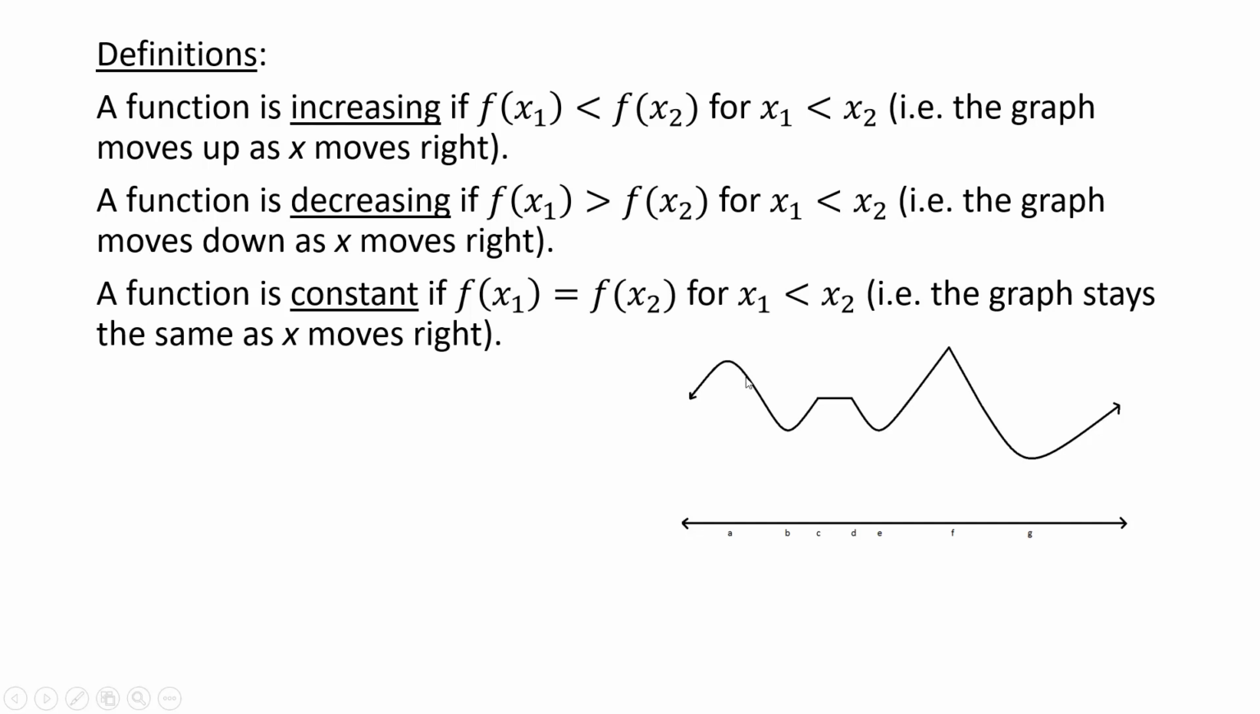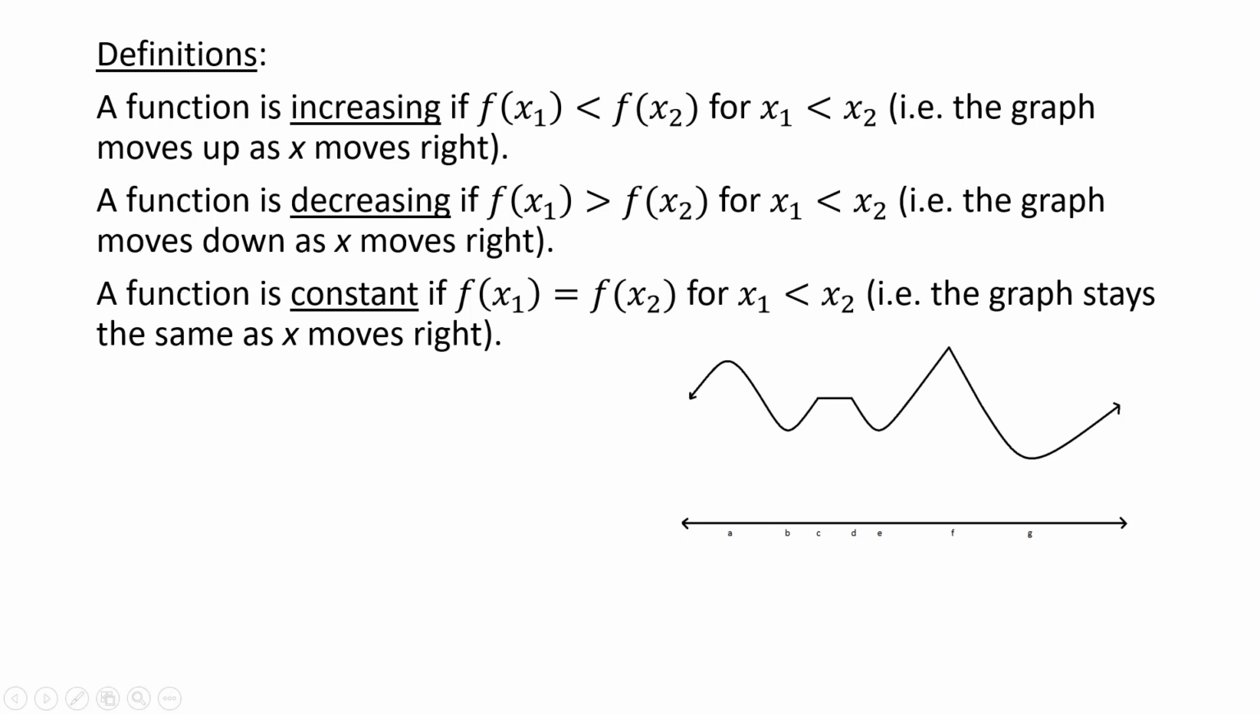Then at A, it turns around and starts decreasing until B. From B, it turns and starts increasing until C. Then it remains constant until D. Then we're decreasing, increasing, decreasing, and then we're increasing forever and ever and ever.